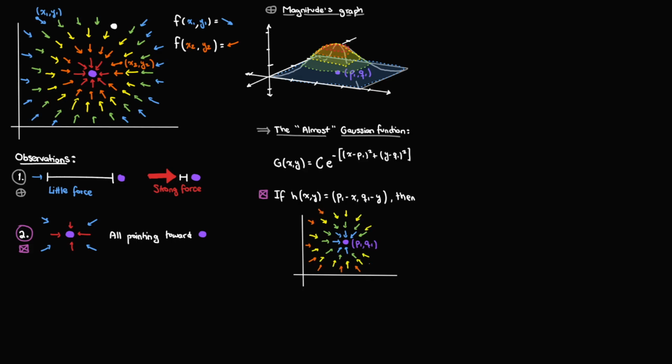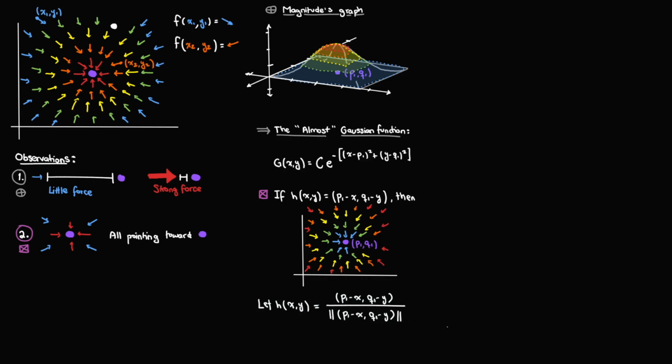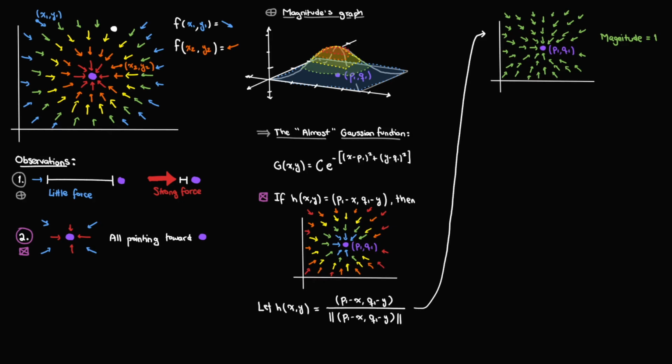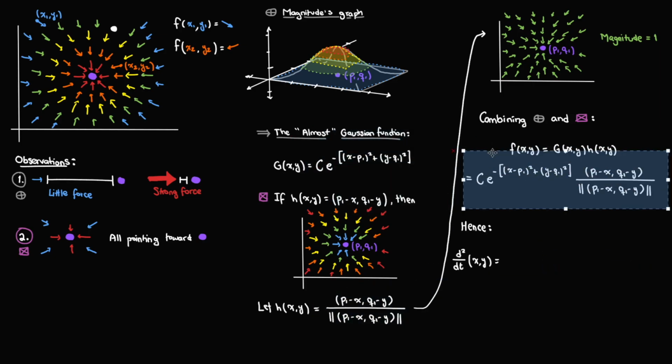This will undesirably interfere with our already defined magnitude function. The simplest solution here is to normalize the h function, ensuring that all vectors have a magnitude of 1. This can be done by dividing over the original magnitude of the vector. In other words, let's define h(x,y) as (p1 minus x, q1 minus y), divided by the Euclidean norm of (p1 minus x, q1 minus y). Combining our conclusions for both observations, we can finally define the vector field f(x,y) equal to the g function times the h function. After substituting, our differential equation now looks like this.